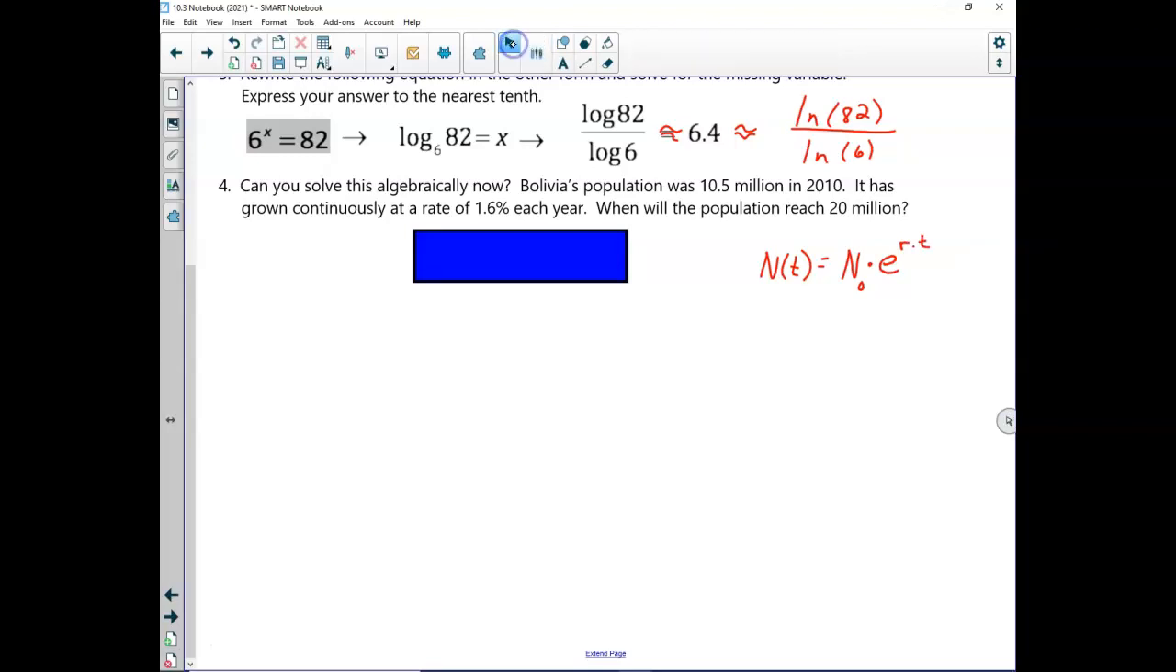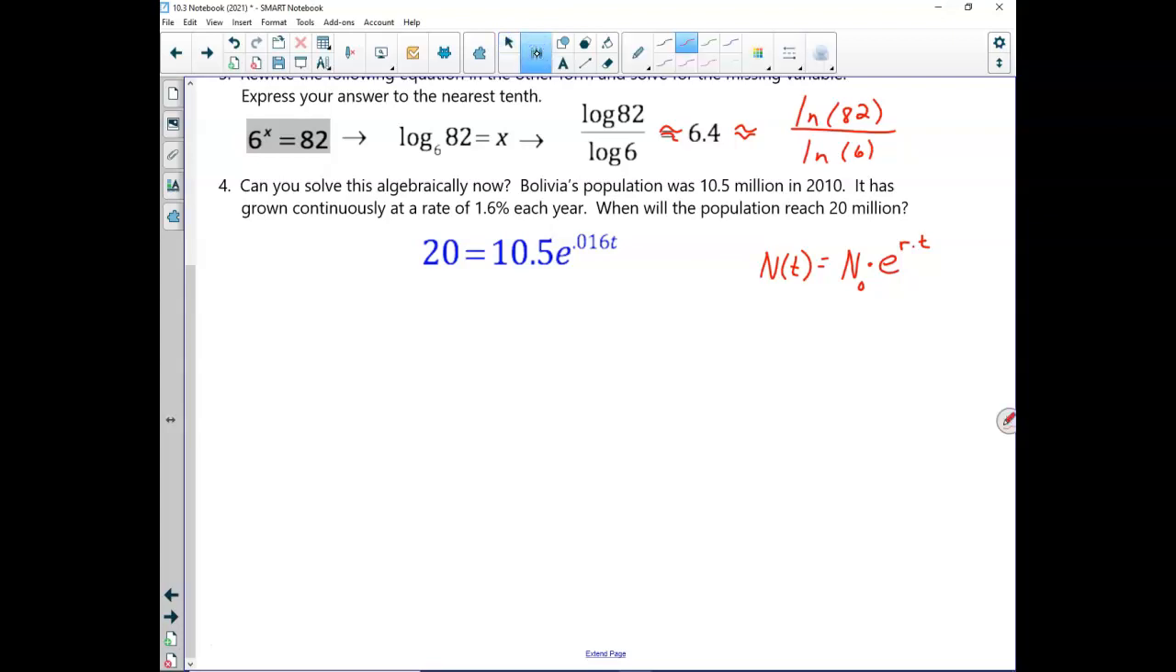And that's what we're just doing. And so we're solving this equation. We know our initial population is 10.5. That's our N sub naught. We know our rate, our r, is 1.6, but as a decimal is 0.016 times t. When will it actually equal 20? Well, you don't need to graph this in decimals anymore, because hopefully we've kind of learned this. Well, we can say 20 divided by 10.5 is going to equal e to the 0.016t, right? I'm just going to divide both sides by that 10.5.